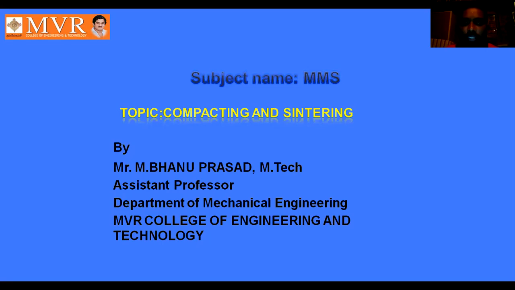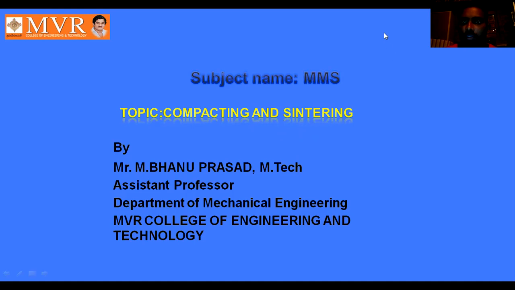In powder metallurgy, we have two very important methods. The first one is the compacting method. The second one is the sintering method. By using these two very different methods, we make different types of objects.